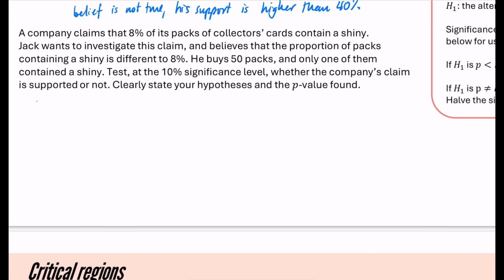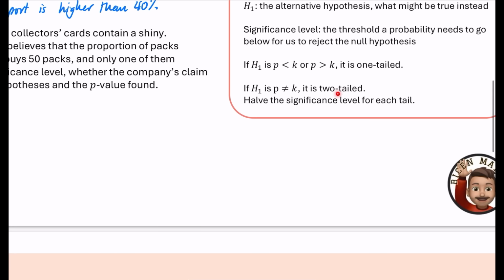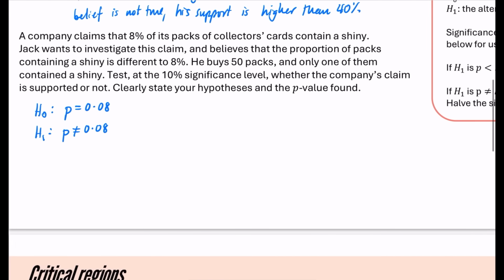The null hypothesis is that the probability is as the company claims, which is 0.08, and the alternative hypothesis is that the probability is not 0.08. Jack doesn't think that it's higher or lower, even though he's only got one of them with a shiny, which probably makes us think it's lower than 8%. His belief is that it is just not 8%. So as soon as we've got this, we are moving into a two-tailed test.